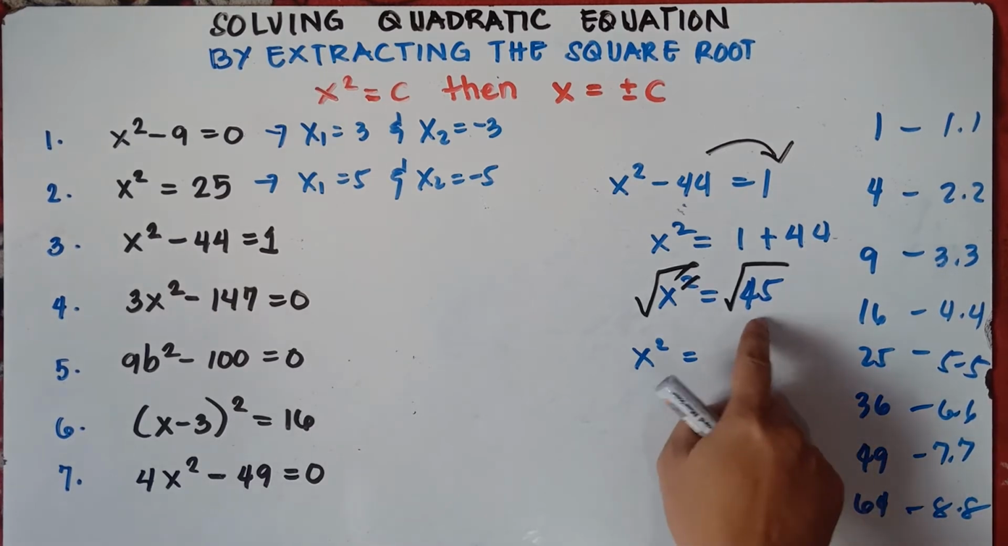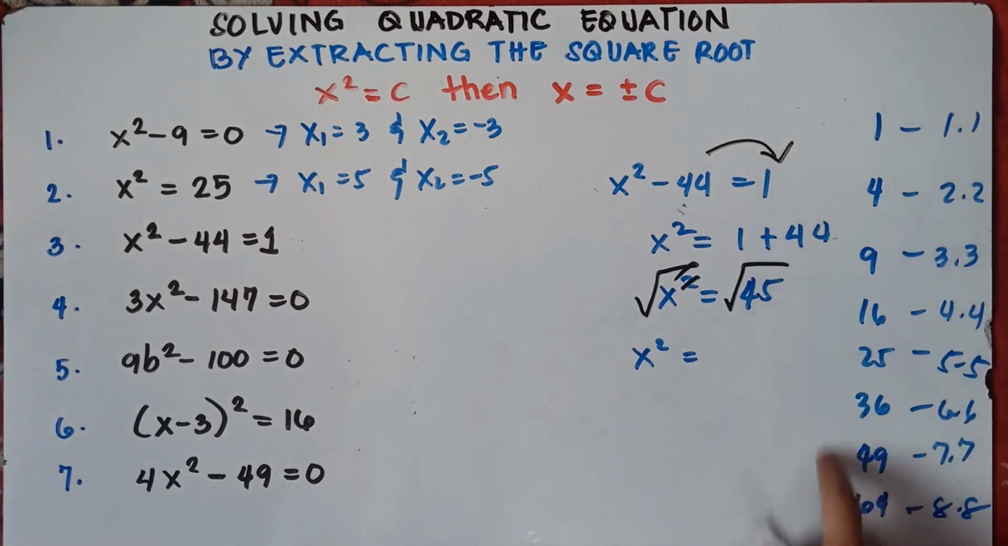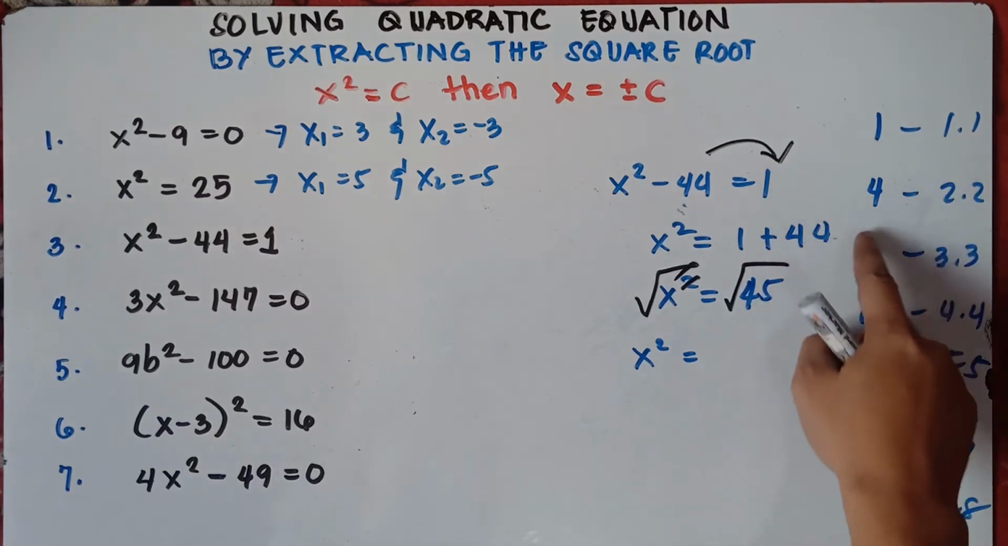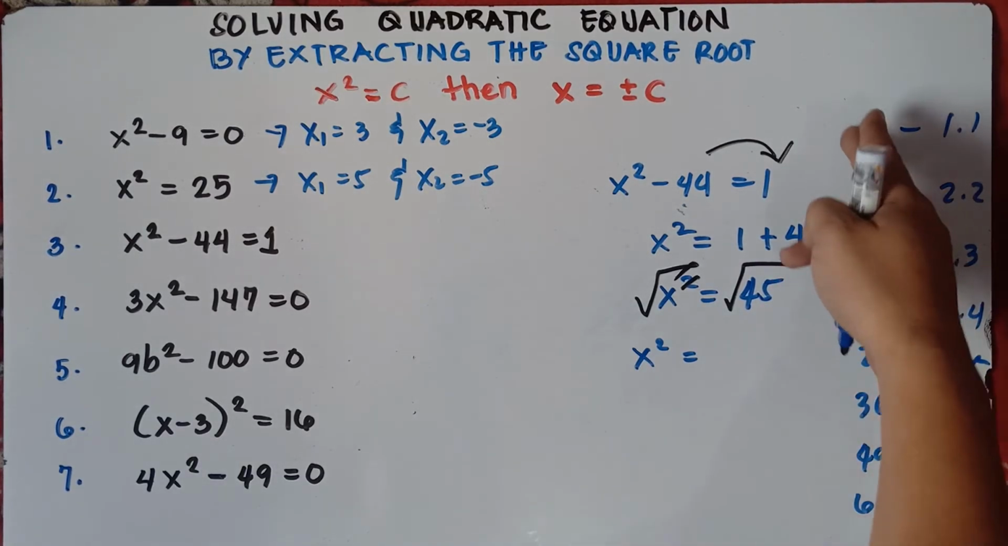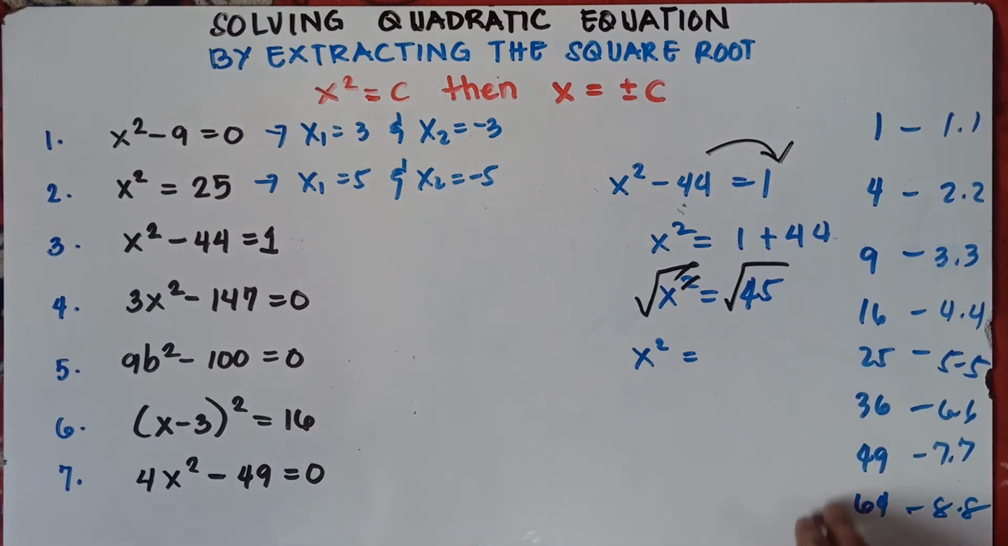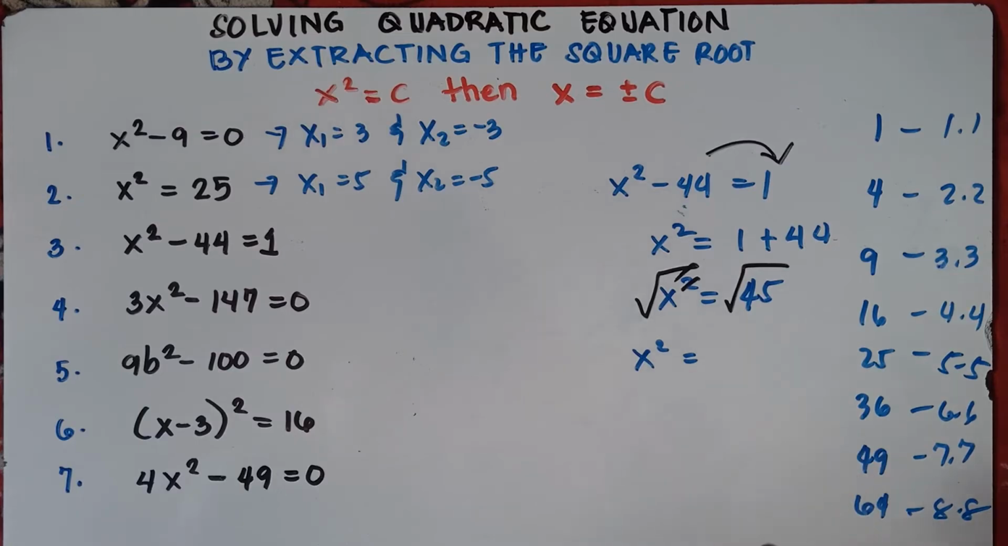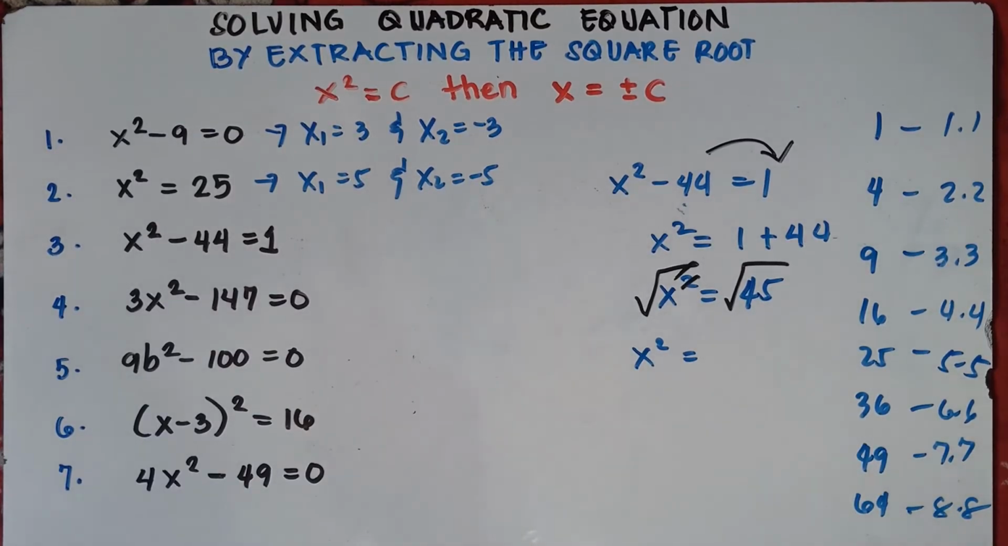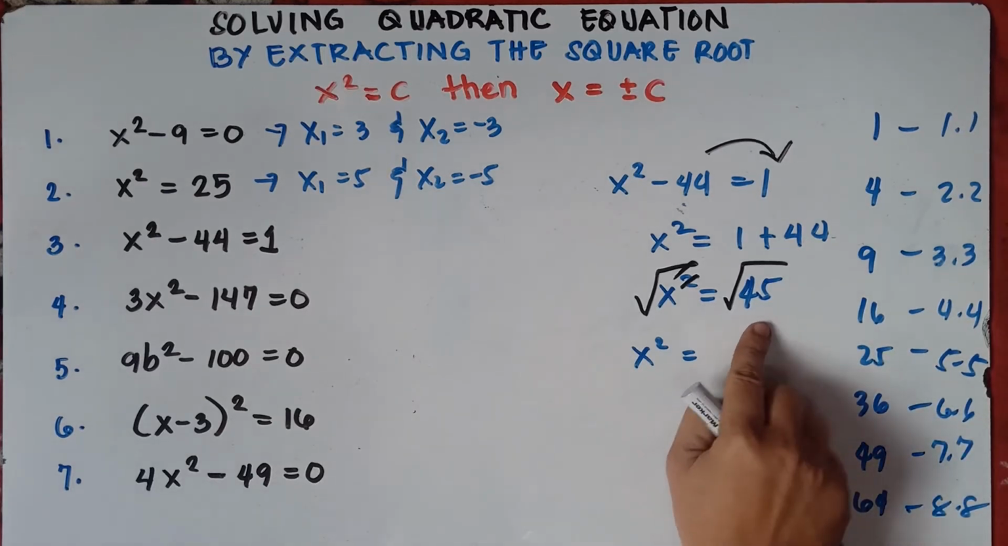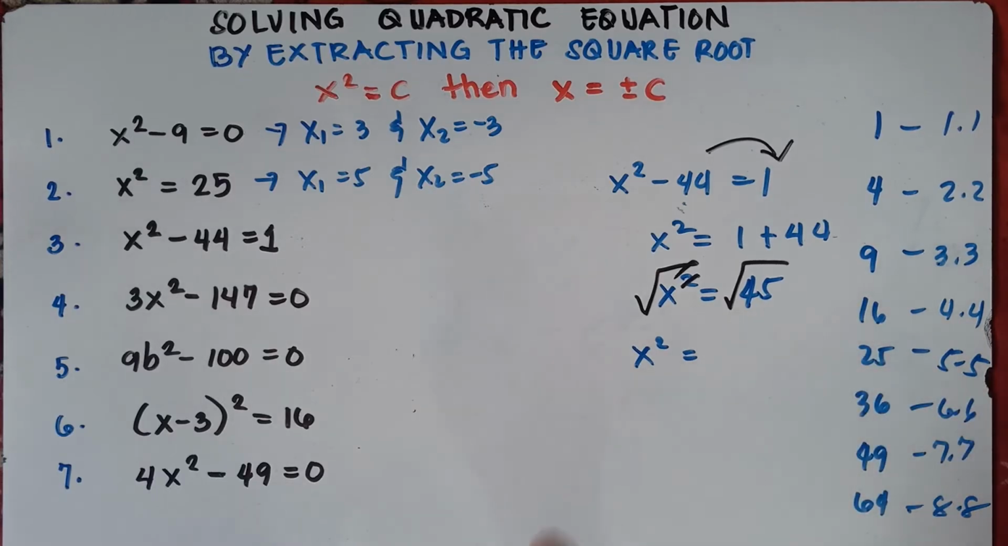And many more. So for 45, class, since we don't have 45 among the perfect squares, once again, we call these numbers 1, 4, 9, 16, 25, and so on perfect squares because when we get the square root of these particular numbers, we will get a whole number answer. So the thing that you will do, class, is find two numbers, one a perfect square and the other not, that when you multiply them, you will get 45.